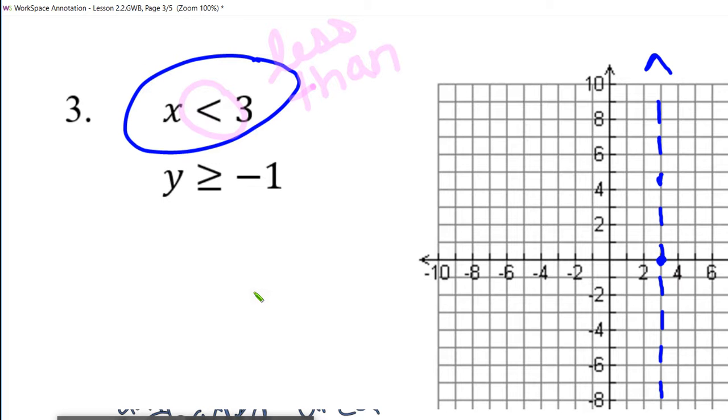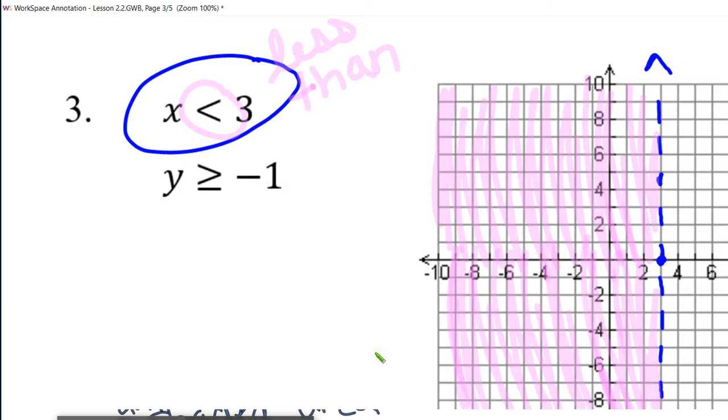So think, what numbers are less than 3? 4, 5, 6, 7, 8, 9, 10. Are these numbers less than 3? No. Or are the numbers over here less than 3? Yes. So I need to shade the left side. All of these values to the left of 3 are less than 3. The symbol points to the left, so we're shading the left side.